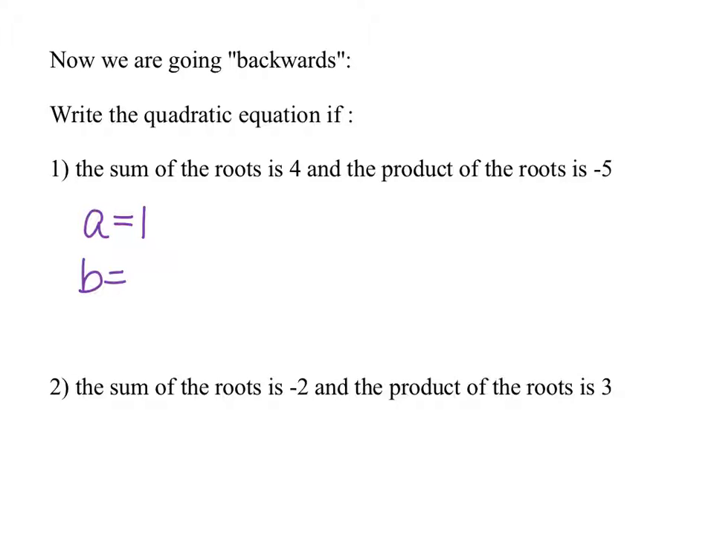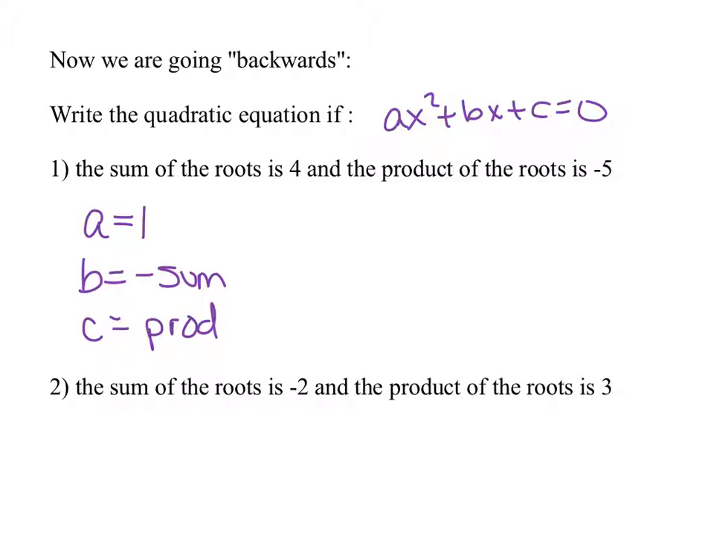So we have to write the quadratic equation, ax squared plus bx plus c equals 0. As a is equal to 1, b is equal to negative the sum of the roots. So whatever the sum was, we just make a minus sign. And c is the product. Every time. It's pretty exciting.